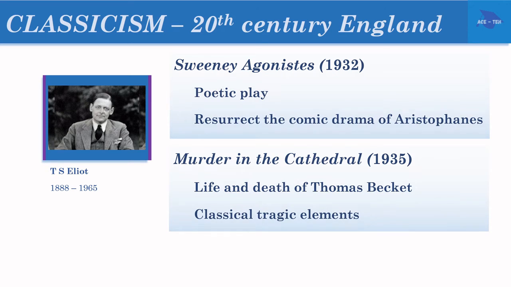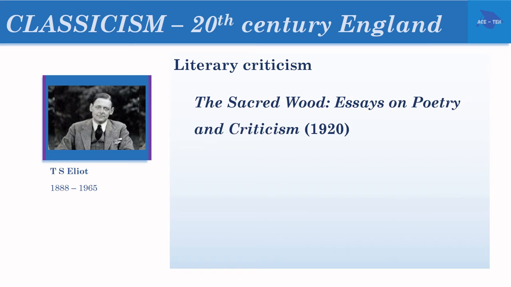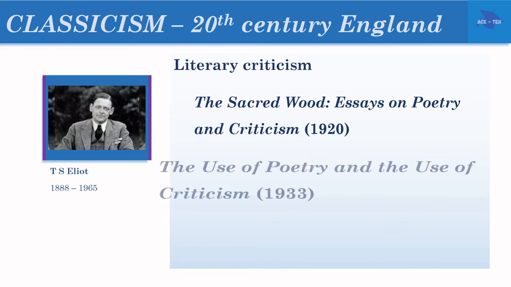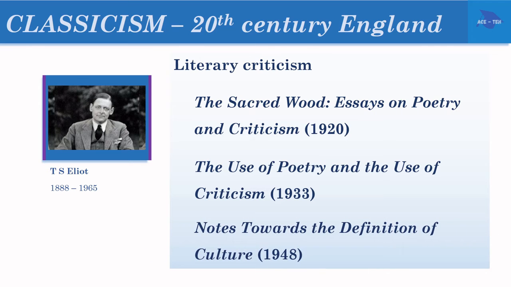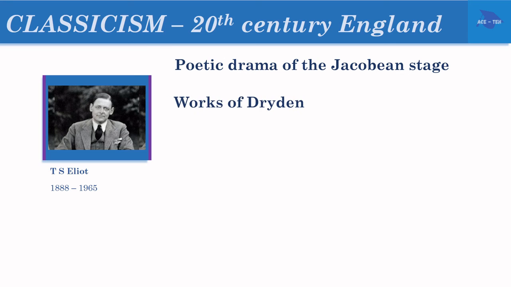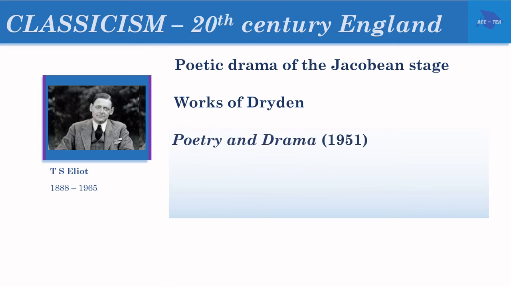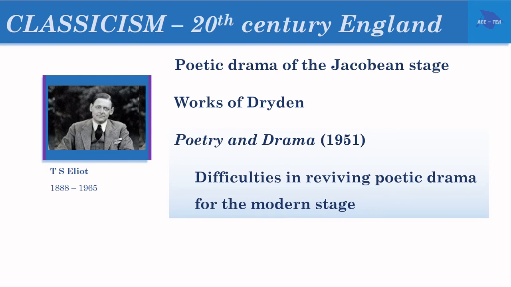Eliot's literary criticism is extensive, including The Sacred Wood essays on poetry and criticism, The Use of Poetry and the Use of Criticism, and Notes Towards the Definition of Culture. In various essays, Eliot praised the poetic drama of the Jacobean stage and the works of Dryden. In his poetry and drama, he analyzed the difficulties in trying to revive poetic drama for the modern stage.